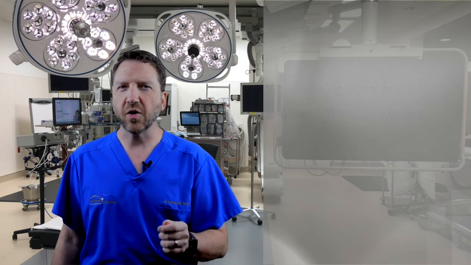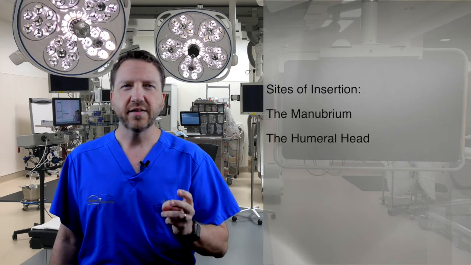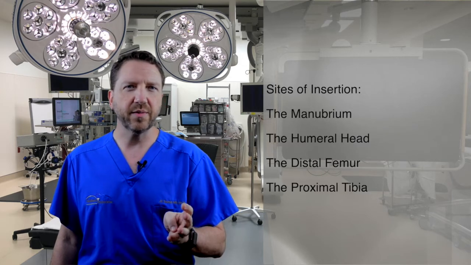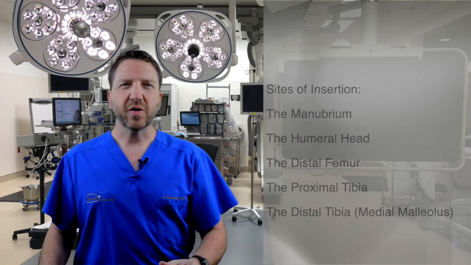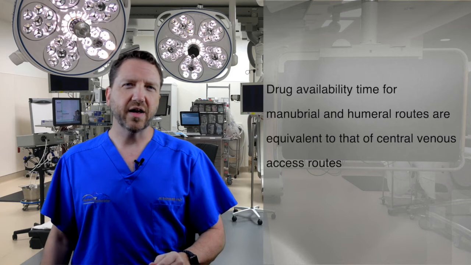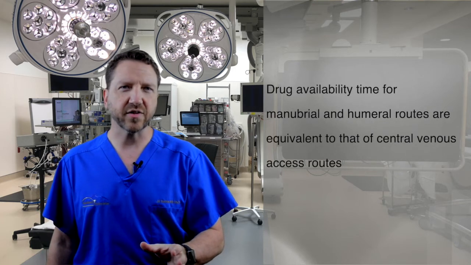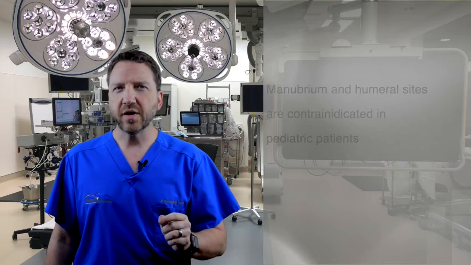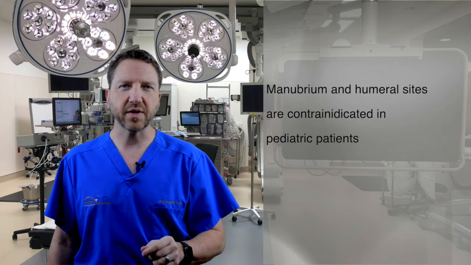Sites of insertion in the order of flow rate include the manubrium, the humeral head, the distal femur, the proximal tibia, and the distal tibia or medial malleolus. It's notable that the time to drug availability via the manubrial and humeral routes are very similar to that of the central venous access routes. It's important to note that the manubrium and humeral sites are contraindicated in the pediatric population.